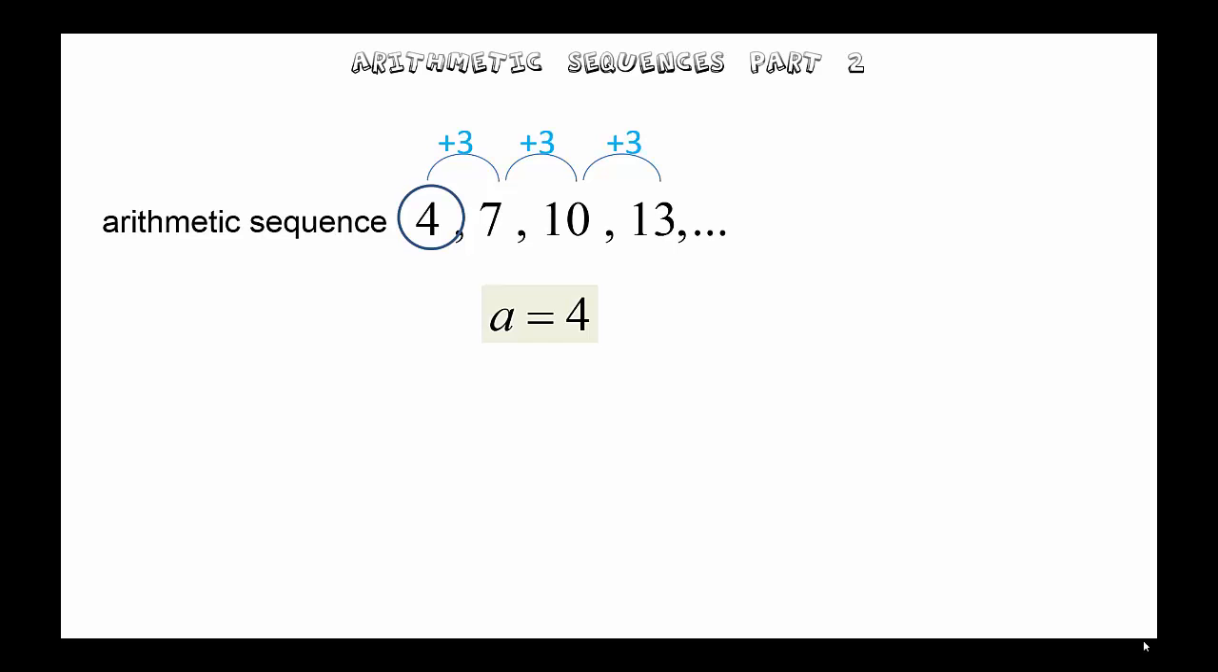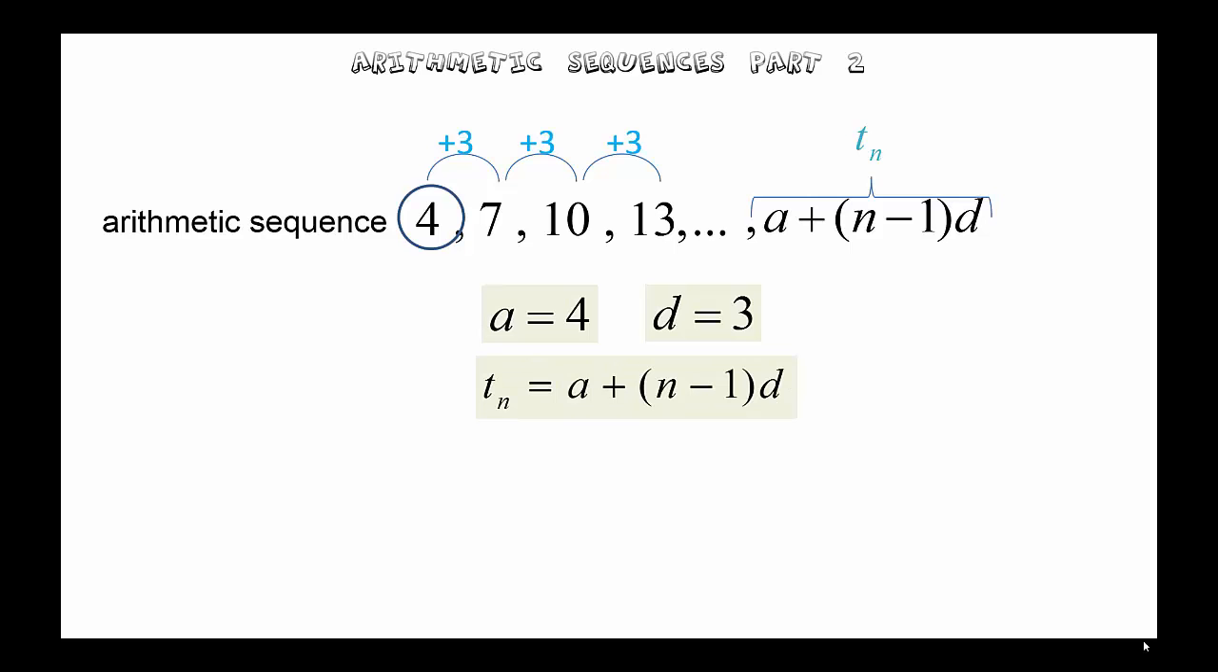Notice that each pair of consecutive terms goes up by 3. The first term we call a equals 4, using the lowercase a, and the common difference of 3, we call d equals 3. Of course our nth term is, as you can see, Tn equals a plus (n minus 1)d, and we can see that at the bottom of the screen. That will be useful in a little while.